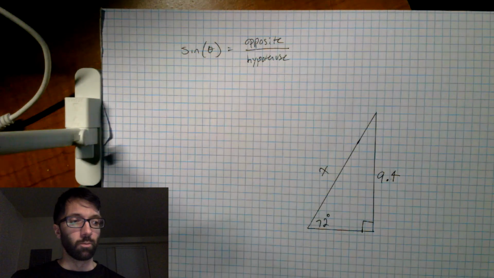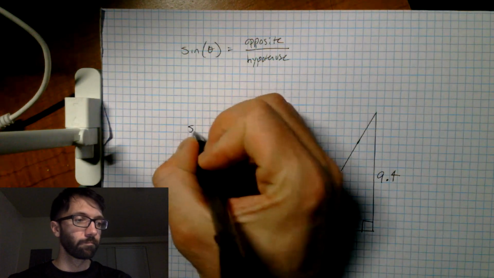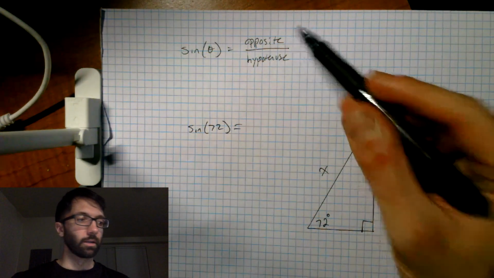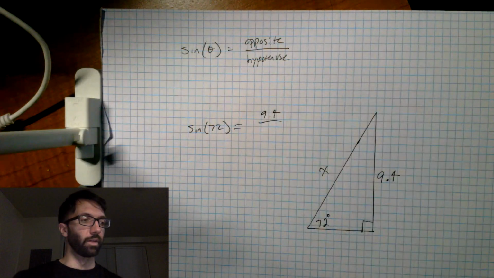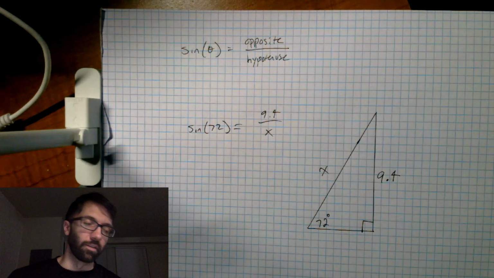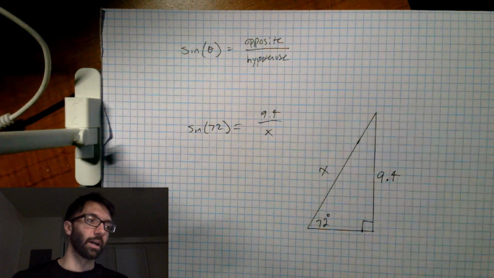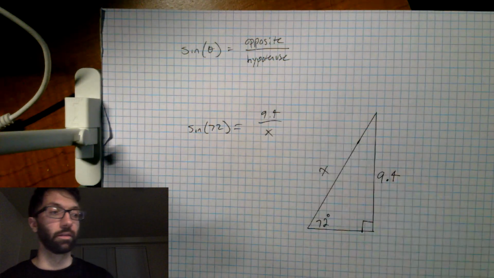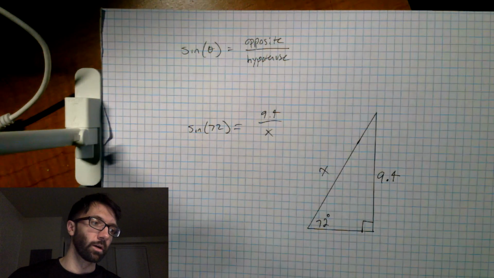So I'm going to set it up the same way. I'll do the sine of 72, since this is the angle that I have, and set that equal to the opposite, which in this case is 9.4, over the hypotenuse, which is x. This looks a little different than the last one because now x is in the denominator. Last time it was the opposite side that we didn't know, so we had x in the numerator, but this time it's the hypotenuse that we don't know, so the denominator is what we're looking for.